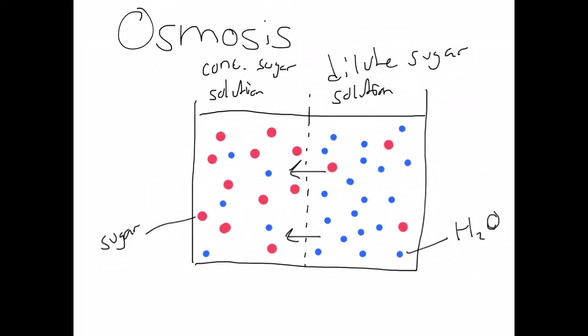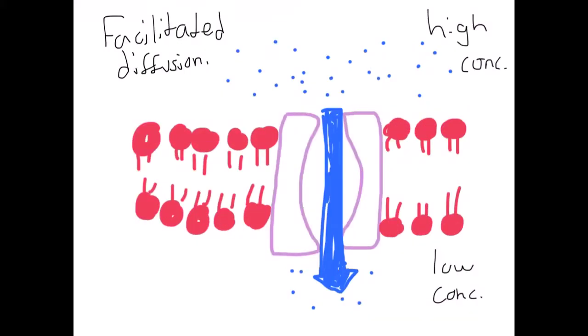In this example, the sugar is the solute and water is the solvent. There's a high percentage of solvent, so it wants to move down to a lower concentration of solvent, which is why it moves through the membrane to the sugar solution. The third type of passive transport is facilitated diffusion. This involves solutes moving from a high to low concentration through a membrane protein. This protein is called a channel protein.